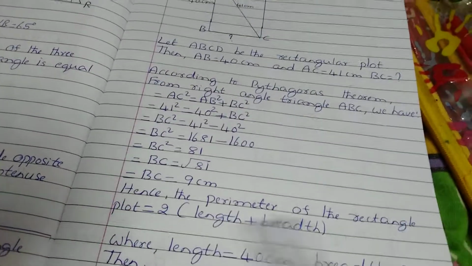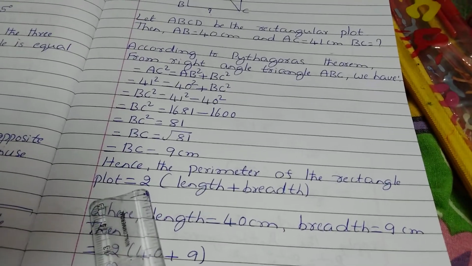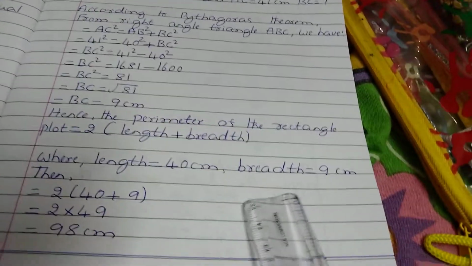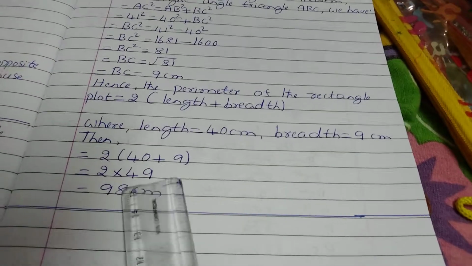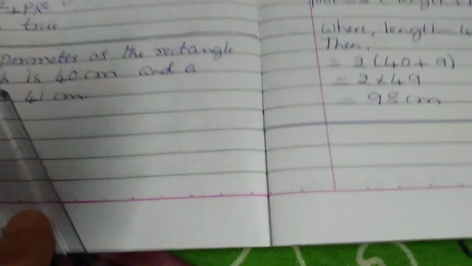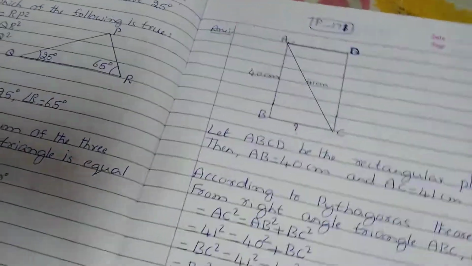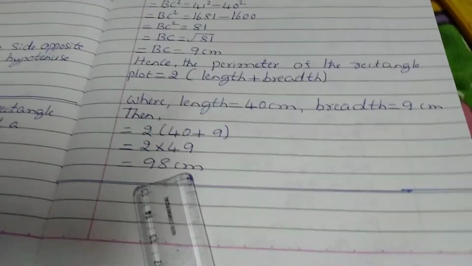Hence the perimeter of the rectangular plot is, this is the formula for perimeter, 2 into length plus breadth, where length is 40 centimeter given and breadth is 9 centimeter. Then 2 into 40 plus 9, that is 49, 2 into 49, 98 centimeter. Take this length and breadth, and calculate the perimeter of the rectangle.